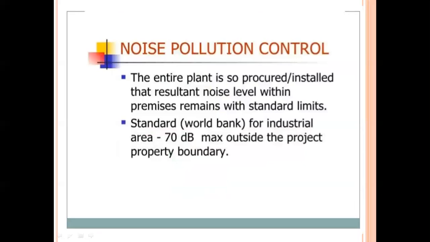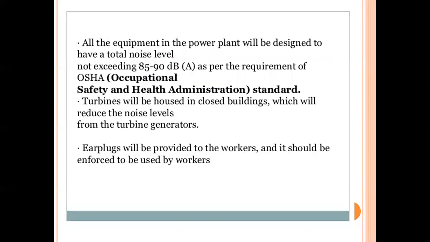Next topic, noise pollution control. The entire plant is so designed and installed that the resultant noise level within the premises remains within standard limits. The standard for an industrial area is 70 decibels maximum outside the project property boundary.